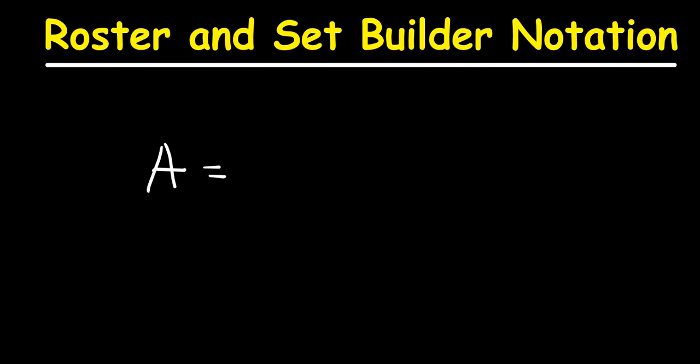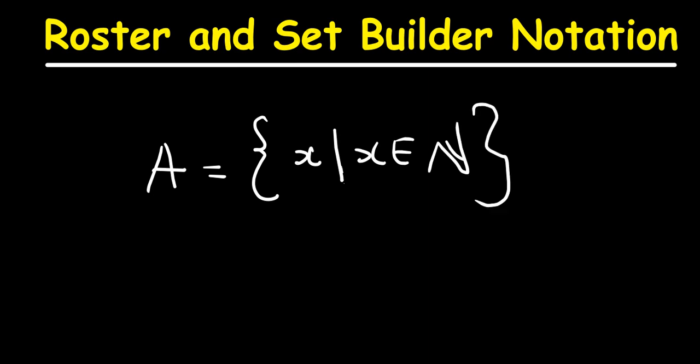Okay, that is in this form. Maybe I say curly bracket, and then I say x, and then a vertical line, and then x is a member of maybe natural numbers. Okay, so what do these symbols that I can see here mean? Each one has a different meaning.